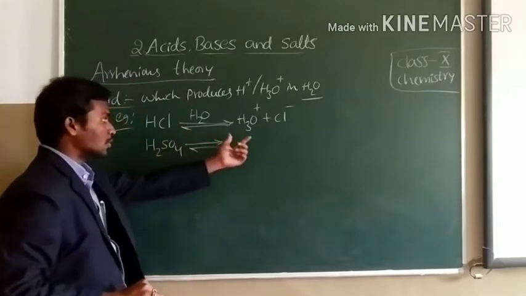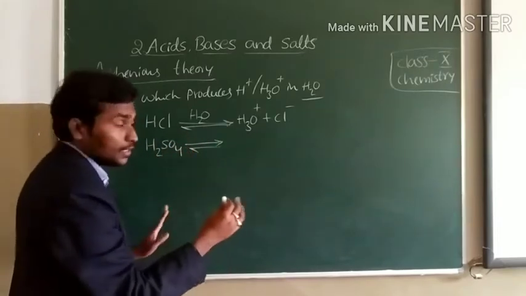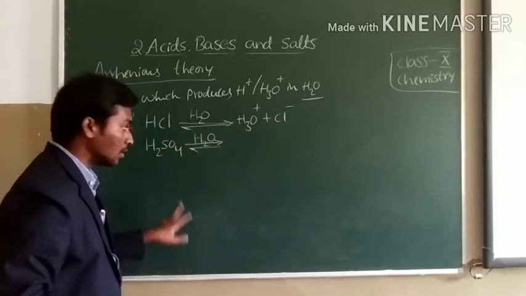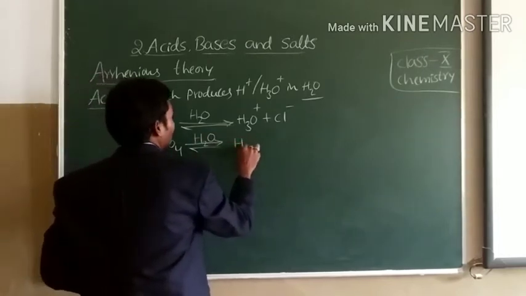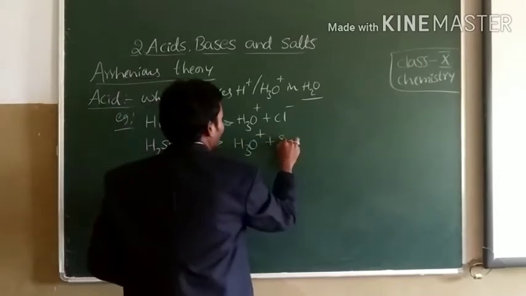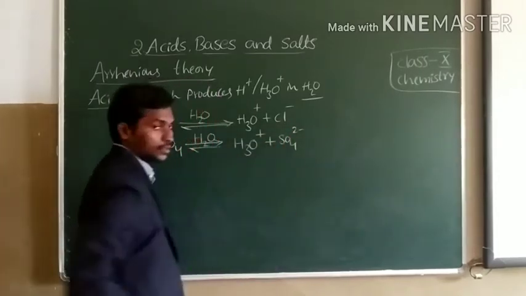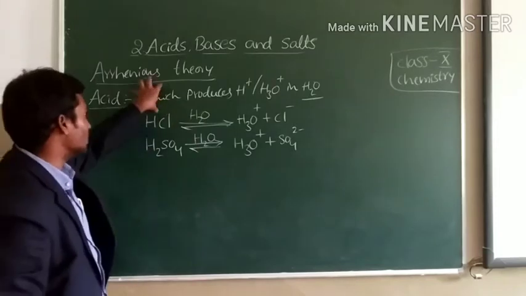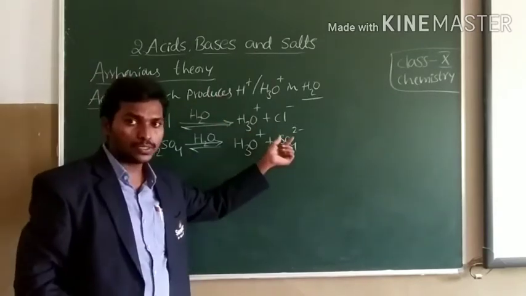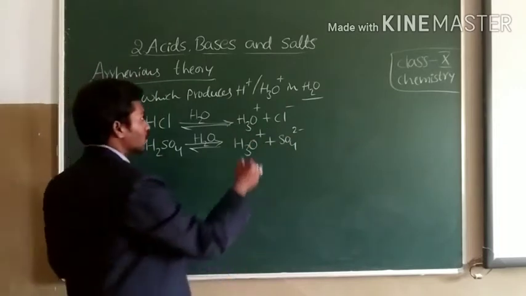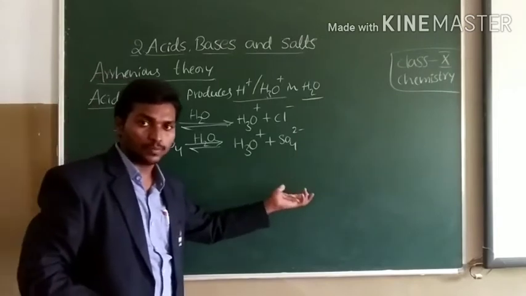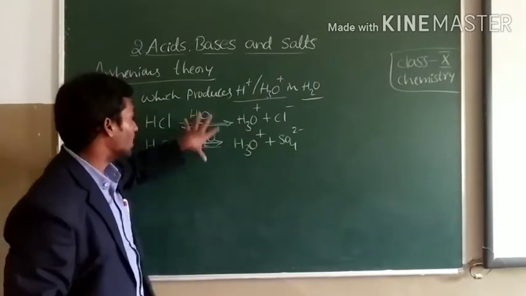It is a reversible reaction because the reaction takes place in either direction. In aqueous medium, in presence of water, this dissociates to furnish H3O plus ion and SO4 minus 2 ion. So these are examples of acids. According to Arrhenius theory, the substances which produce or furnish H plus ions or H3O plus ions in aqueous medium or in water are called acids.